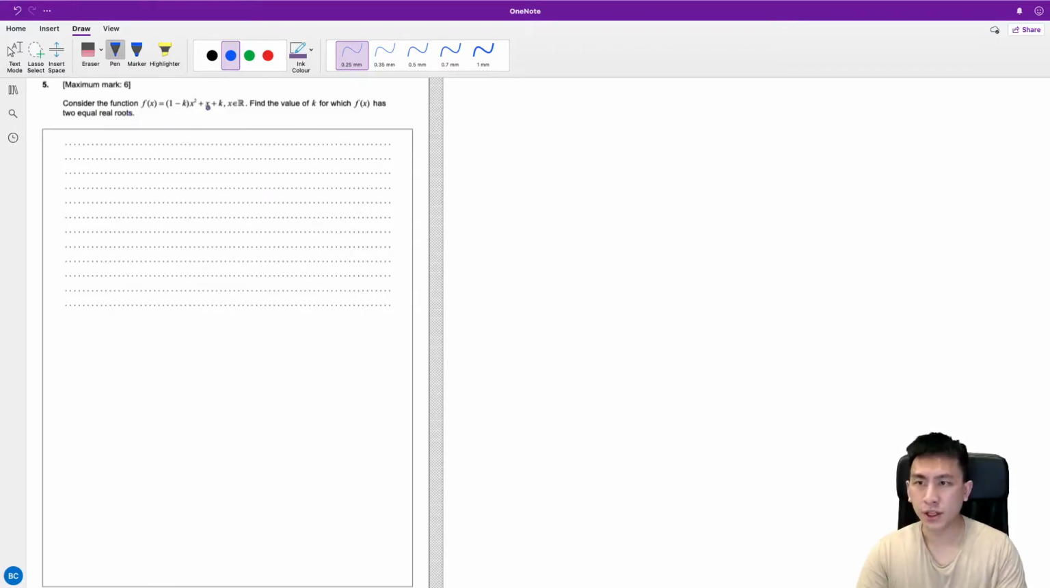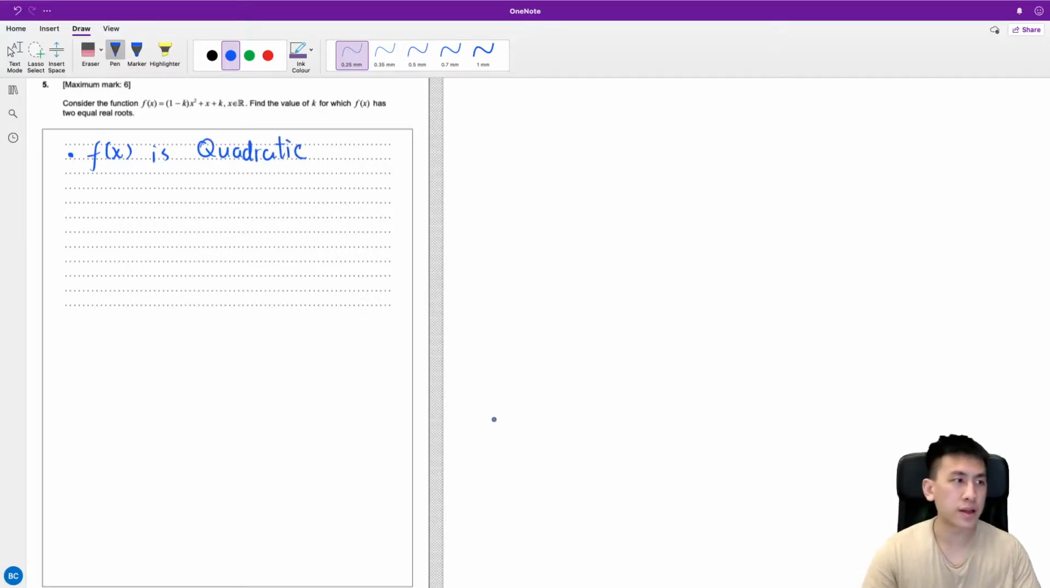All right, question 5. So they give you a function in terms of x and k, where k is a constant. Then they ask you to find the value of k for which the function has 2 equal real roots. First thing you have to spot straight away is the fact that f(x) is quadratic. You have to spot this. f(x) is quadratic. That's the first thing.